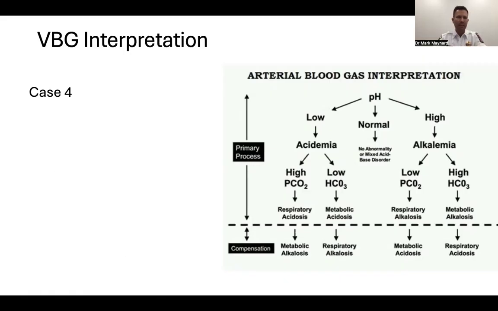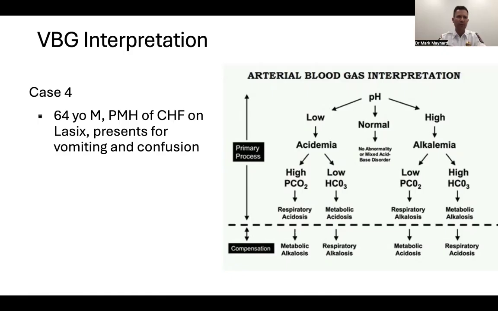All right, next and last case, case number 4, you've got a 64-year-old male. He's got a past history of CHF for which he takes Lasix, and he presents for vomiting and confusion. So what might be going on with him? His respiratory rate's actually kind of slow. Why would that be? That's strange.